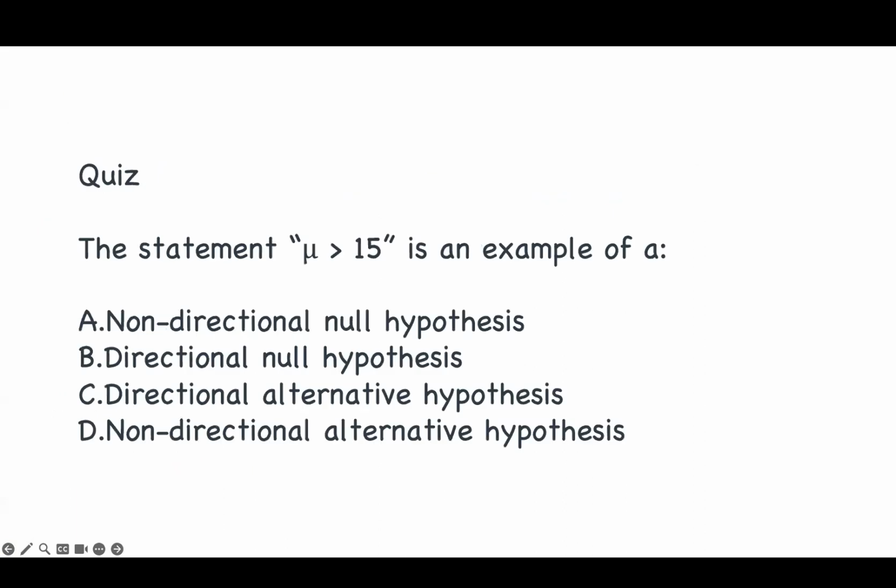Quiz number 2. Pause the video, please read it by yourself. So the correct answer is C. In general, the research hypothesis or alternative hypothesis is written as the population parameter is not equal to some specified value. So the symbol should be not equal, which is non-directional. Greater than some specified value or less than some specified value is directional. The correct answer is C.